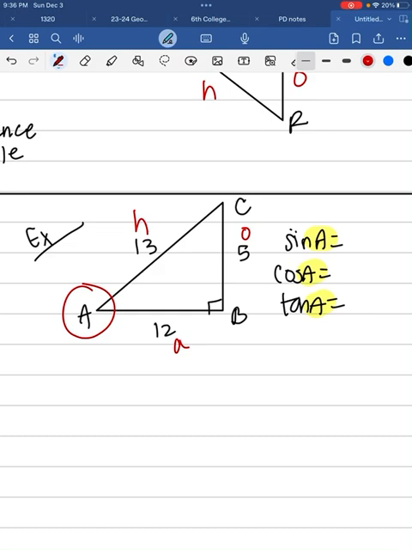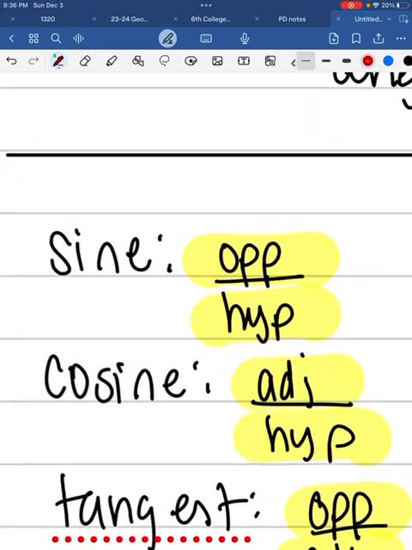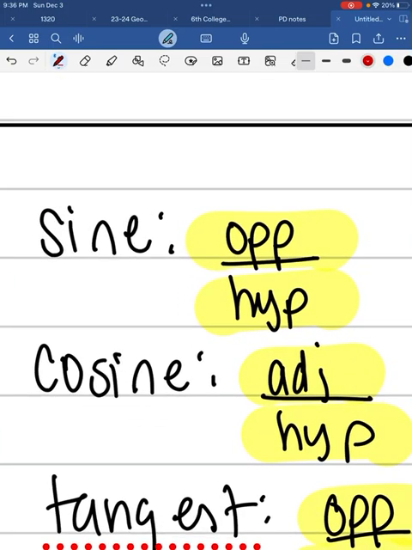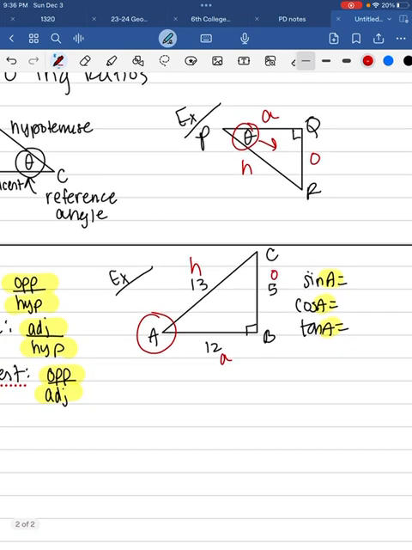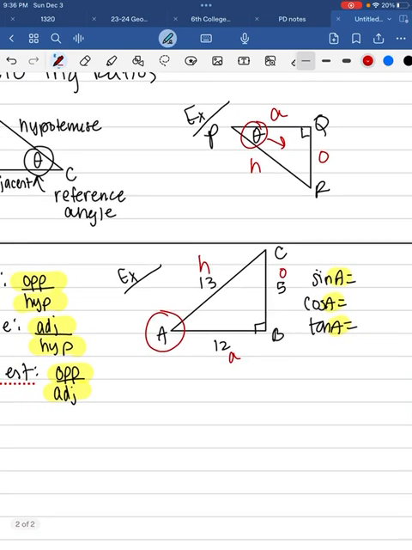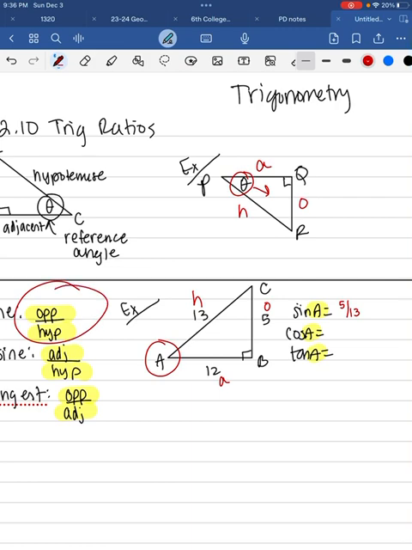Now that we've labeled it, remember, it's super important that you label it right, because if you don't, all your answers are going to be wrong. Let's go back and look at the ratios. Let's start with sine. The sine ratio is opposite over hypotenuse, so opposite on top, hypotenuse on the bottom. We go to our numbers and find the opposite, which is 5, and the hypotenuse, which is 13. So our sine of A will be 5 over 13. That's our fraction.